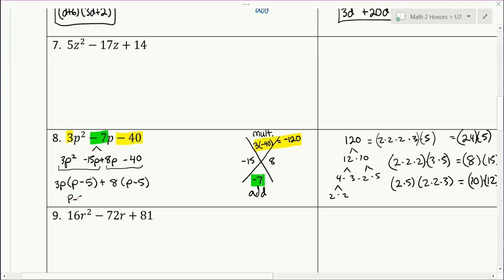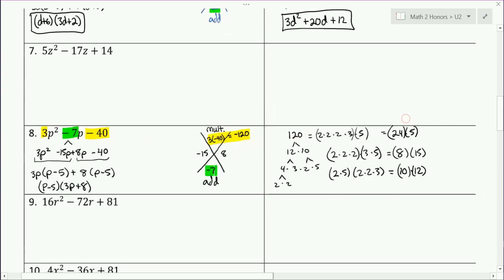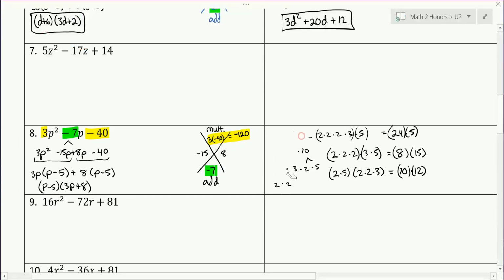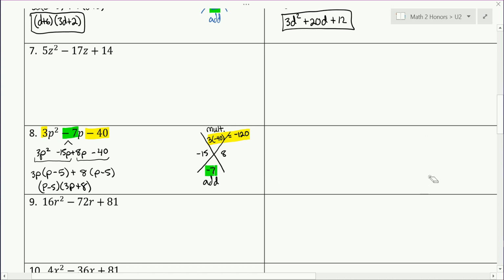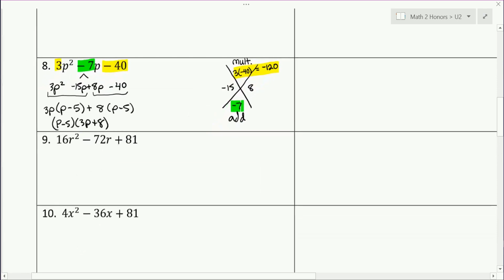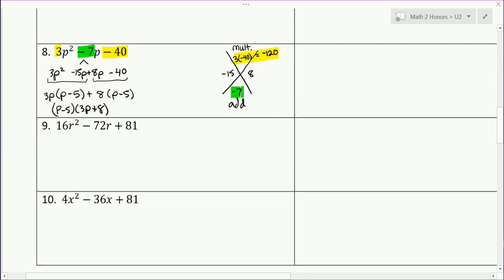So p minus 5 times 3p plus 8. And then again, you got to check that. And I'll leave the checking for you for homework, okay? So let's try number 10 now. Give number 10 a chance. Numbers are getting bigger. I'll give you a 30-second head start.